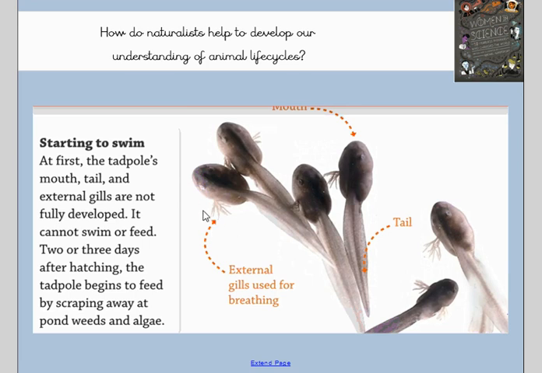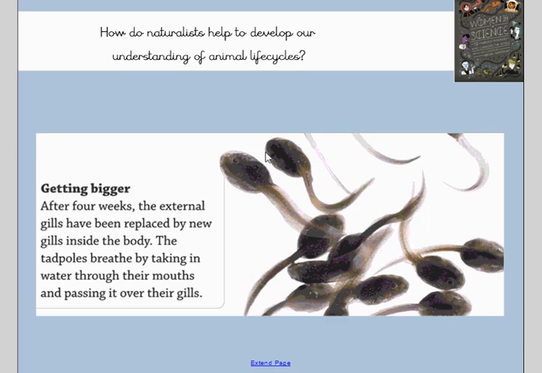Now, at this point, they've got gills, and the gills are so underdeveloped that actually they're outside of the body. So a fish's gills will be inside of the body, but a tadpole's gills are outside of the body, so they breathe through that. So they don't need to breathe air, they can breathe underwater using gills. And as they develop, after about 4 weeks, those external gills are replaced by gills inside the body, and they breathe in the same way that a fish does, by drawing water through its mouth and out through its gills, and it takes the oxygen out through its gills.